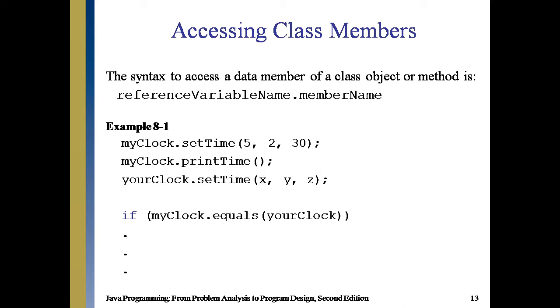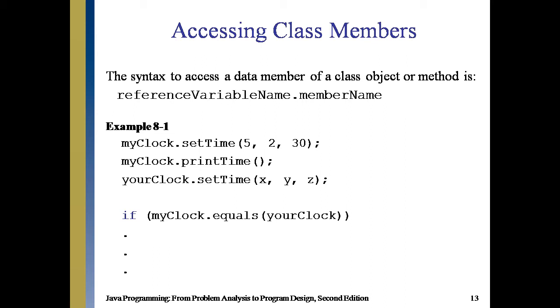If myClock.equals(yourClock), these statements are legal. That is, they are syntactically correct. Note the following. In the first statement, myClock.setTime(5, 2, 30), the method setTime is executed. The values 5, 2, and 30 are passed as parameters to the method setTime.